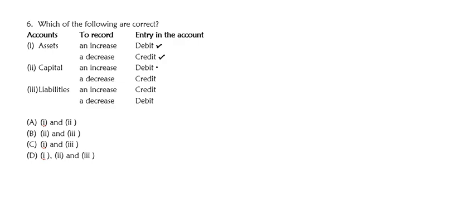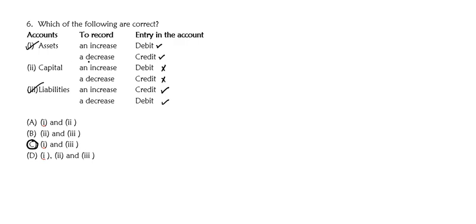That is correct. Capital increases with a debit? No. According to the rules of double entry, the capital account will increase with a credit entry. So this is wrong. Liabilities increase with a credit? Yes. And decrease with a debit? Yeah. So meaning that option 1 and option 3 are correct. So do we have 1 and 3? Yes. So here the option which is correct is C.